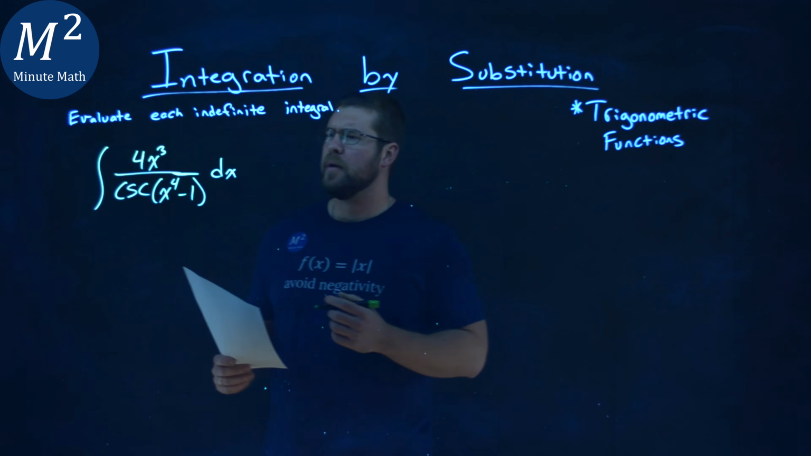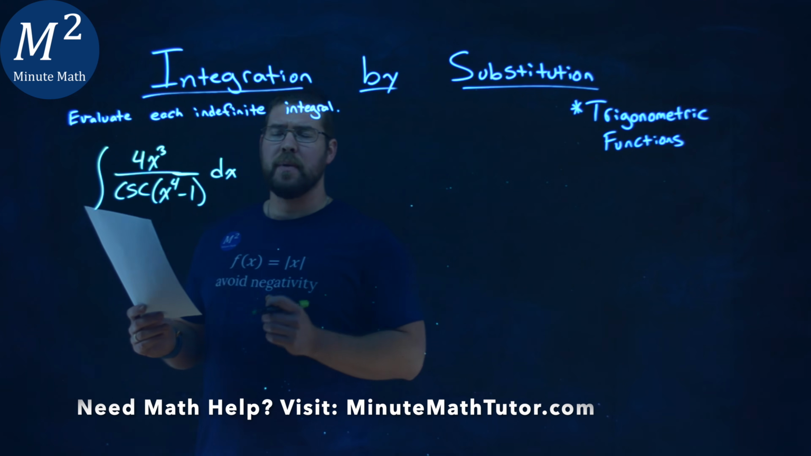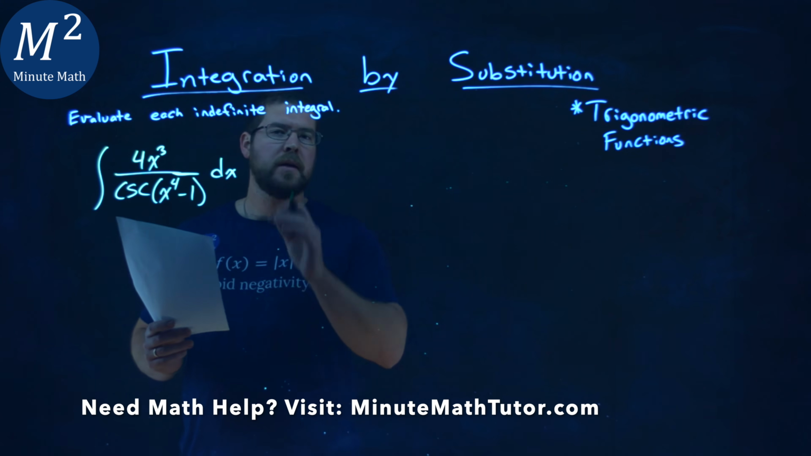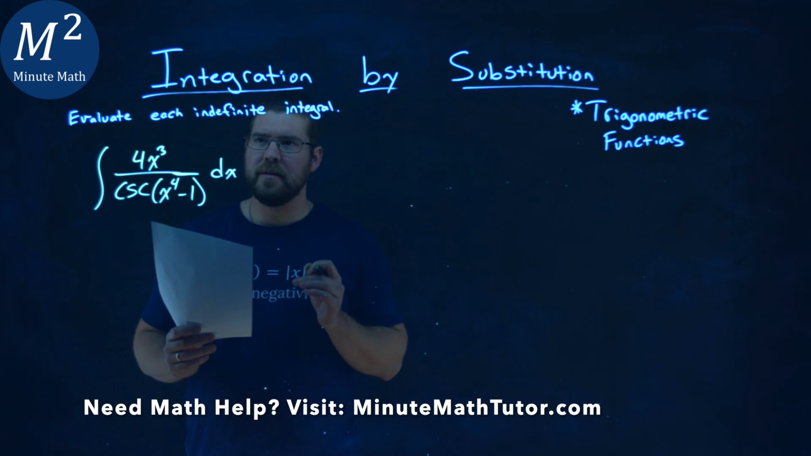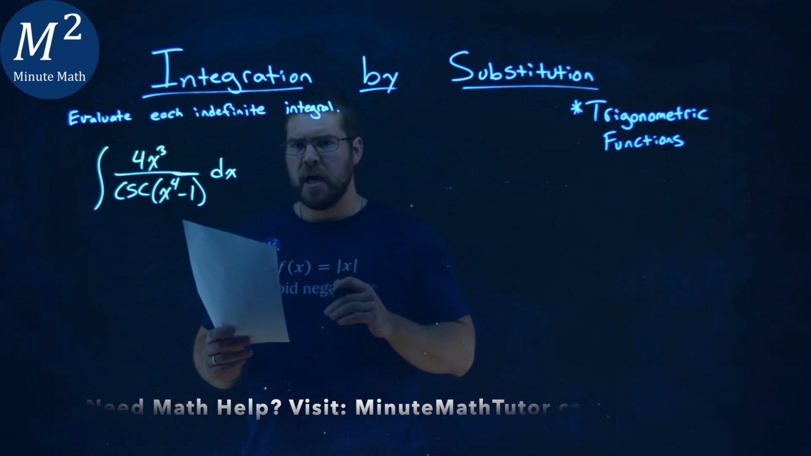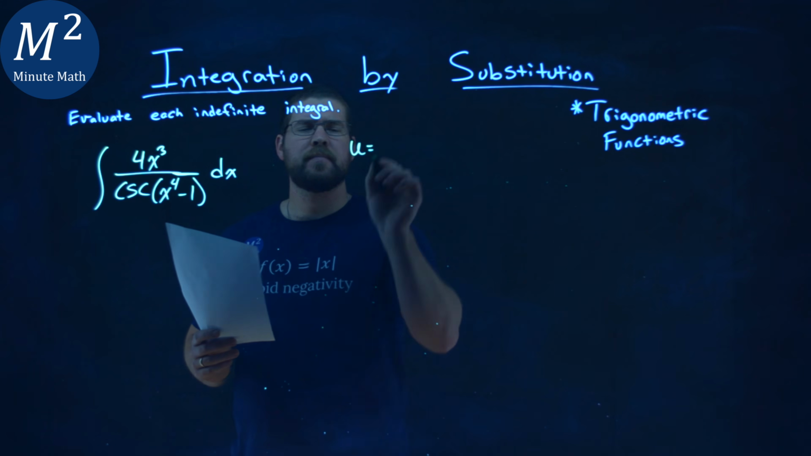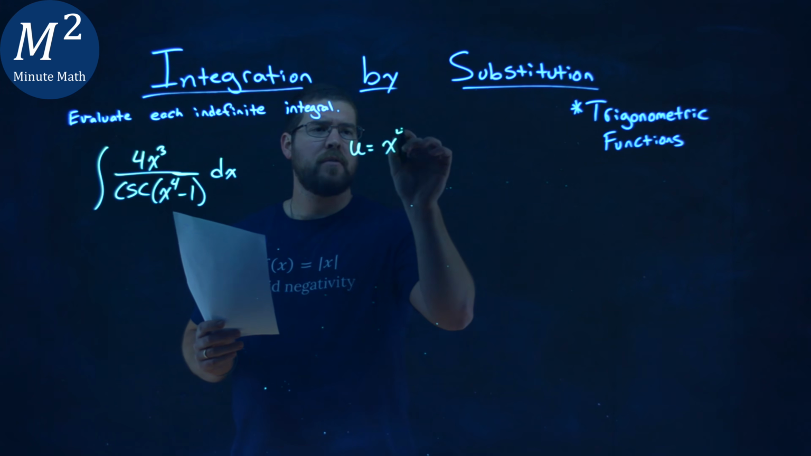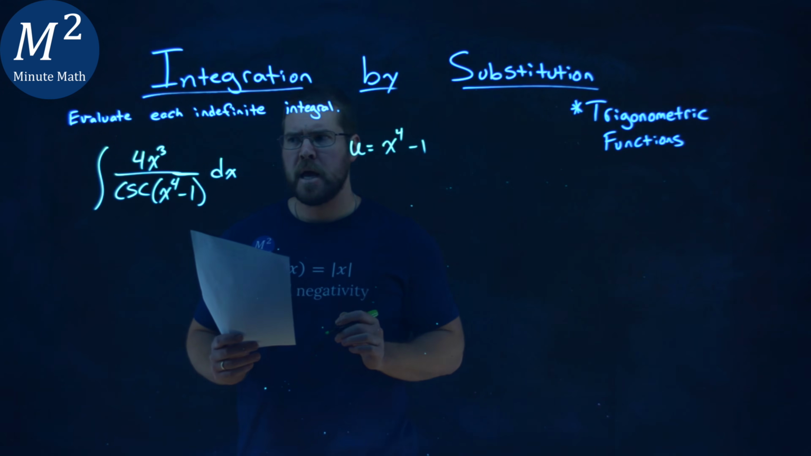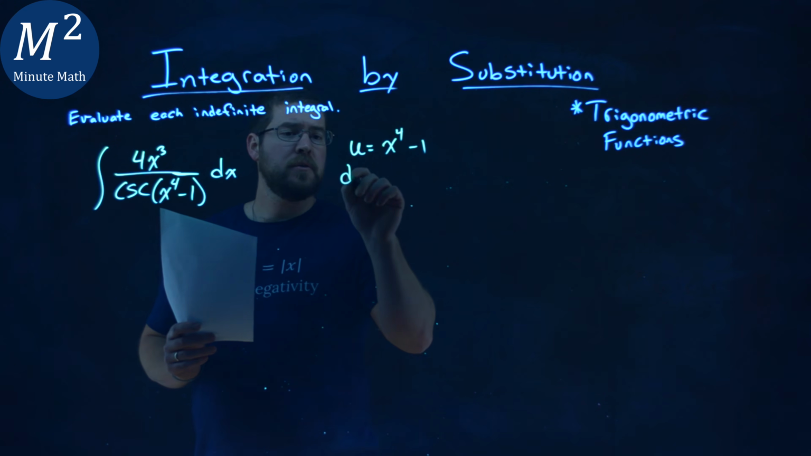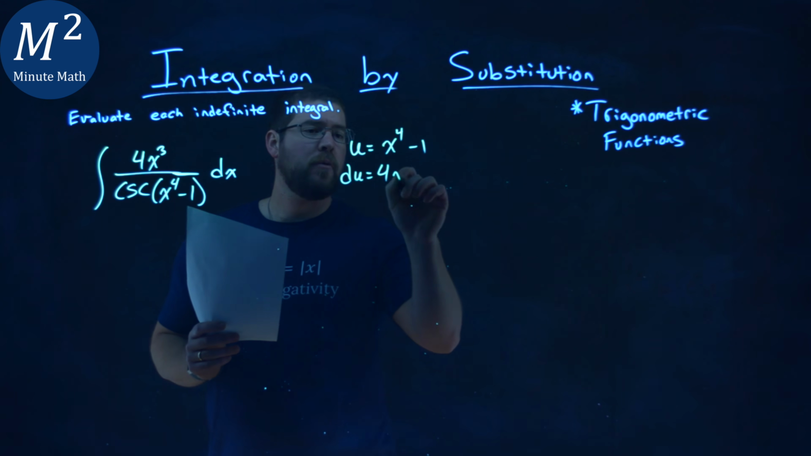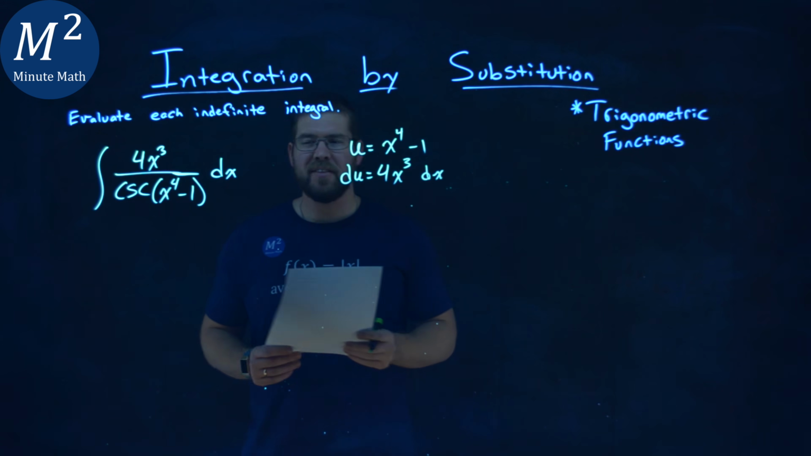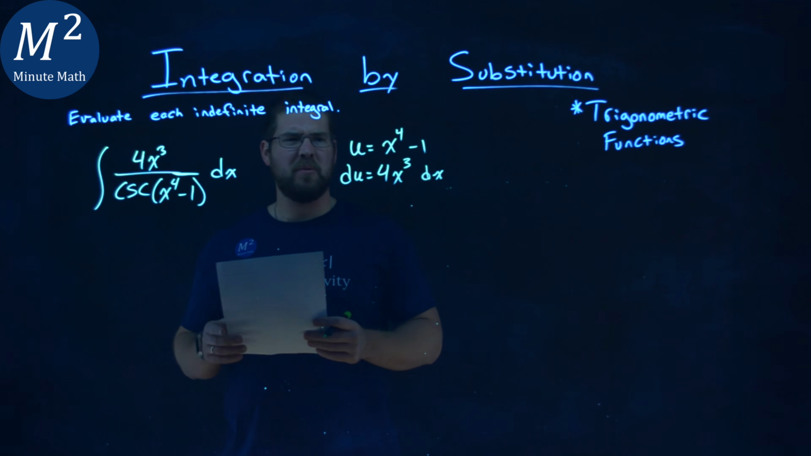We're given this problem right here, the integral of 4x to the third power over the cosecant of x to the fourth minus 1 dx, and we need to evaluate this indefinite integral. Now I first need to set a u value, and I'm going to pick what's inside of the cosecant, that x to the fourth minus 1. If that's that, then our du, taking the derivative, 4 comes down, we have 4x to the third power, then just a dx.